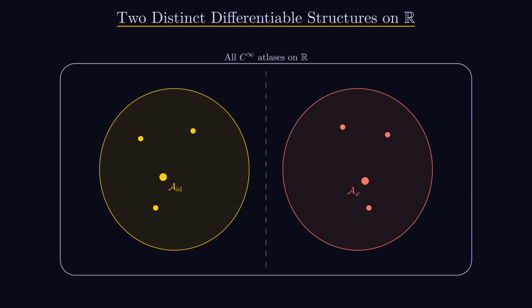Each equivalence class contains a unique maximal atlas, the atlas obtained by including every chart compatible with any member of the class. The two maximal atlases are distinct and do not intersect. A_phi is not equivalent to A_id. They define two different C-infinity differentiable structures on R.